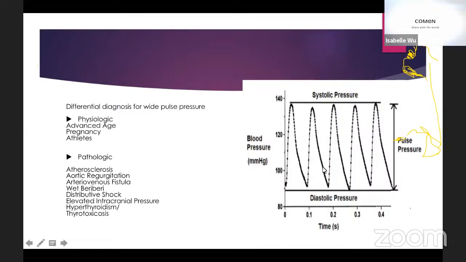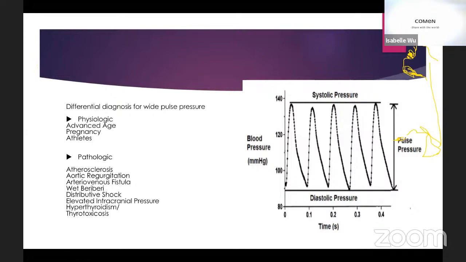Now, looking at that tracing, you can detect the patient's pulse pressure. So you talk about the systolic pressure, the diastolic pressure, the mean arterial pressure, but you'd also look at the patient's pulse pressure, which is basically the difference between the systolic and the diastolic.